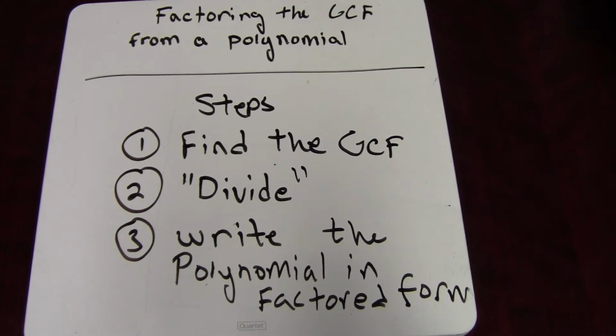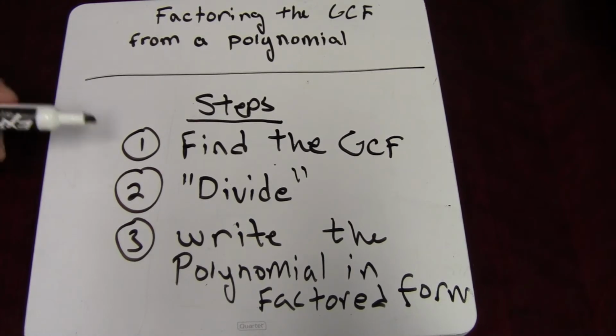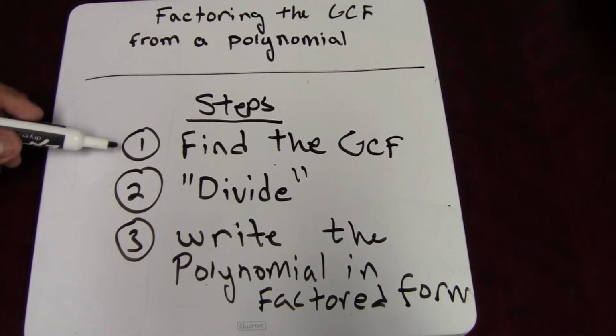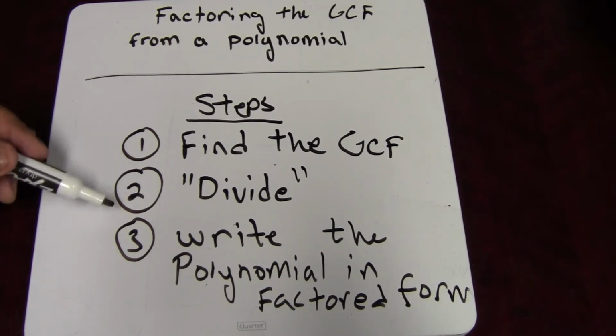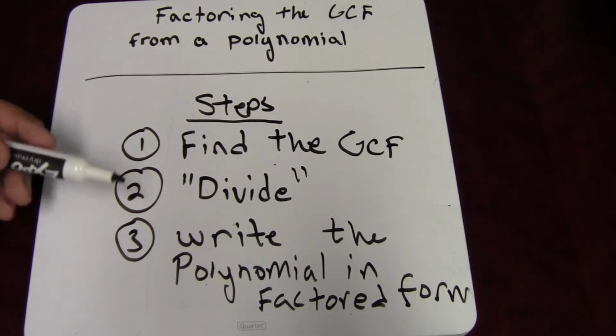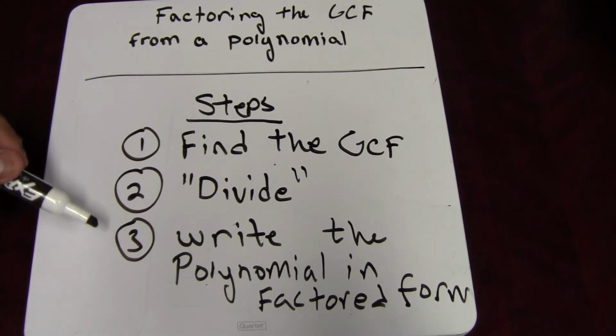Okay, let's use this ability now to get the GCF from variable terms and from numbers to factor a GCF from a polynomial. Now I've listed the steps here, and the steps are pretty straightforward. Step 1, we're going to find the GCF. Once we do that, we're going to divide that GCF into each term, which I'll show you what we do there. And finally, we just write the polynomial in factored form. So let's do an example of this.